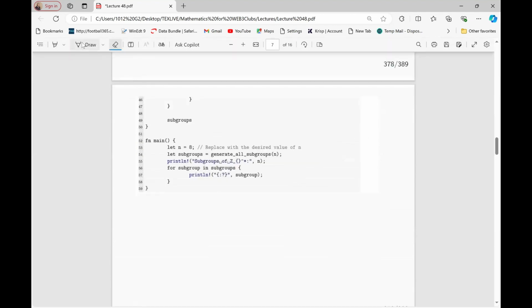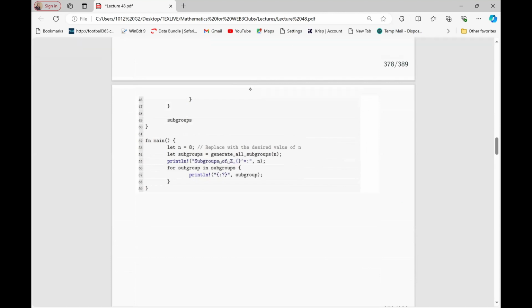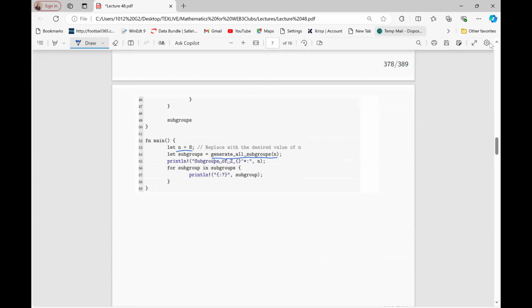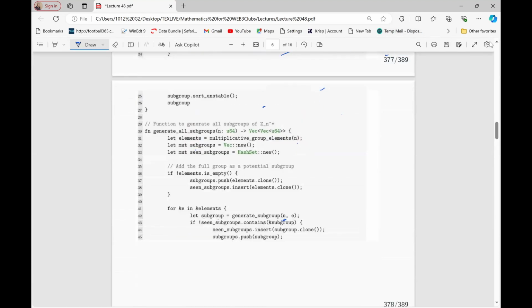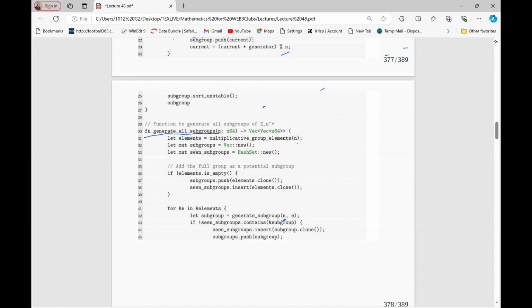The main function, the first thing it does, you insert the values, your initial values that you want, you can replace. Then it calls for generate all subgroups to give it the subgroups. That function, generate all subgroups, is this function. So this is the one the main function is calling for. It's calling for it to give it the subgroups.